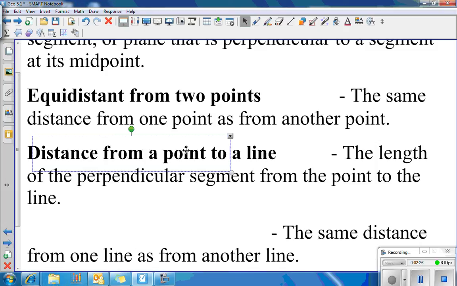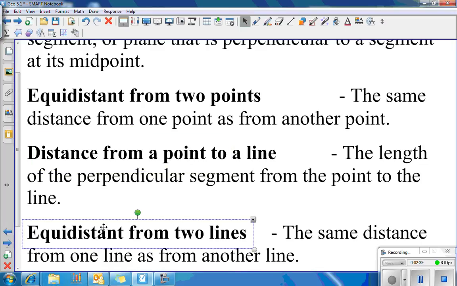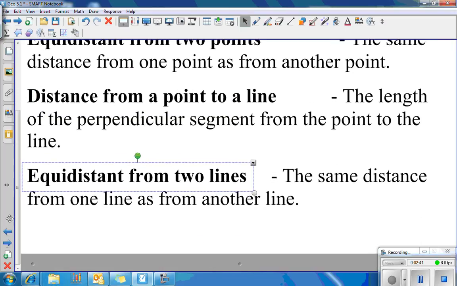Okay, distance from a point to a line. The distance from a point to a line is the length of the perpendicular segment from the point to that line. And equidistant from two lines means it's the same distance apart from each other, the same distance from one line to the other line. Remember, you can't measure lines, but you can measure how far away from each other they are. The line keeps going in both directions forever.